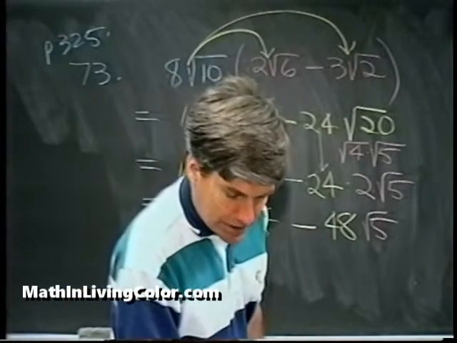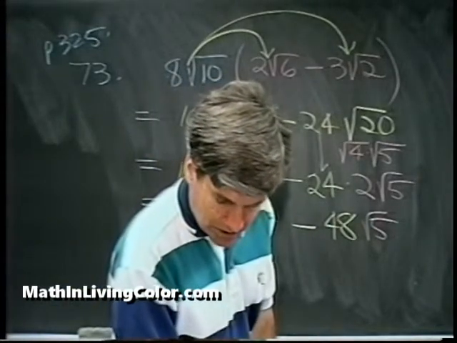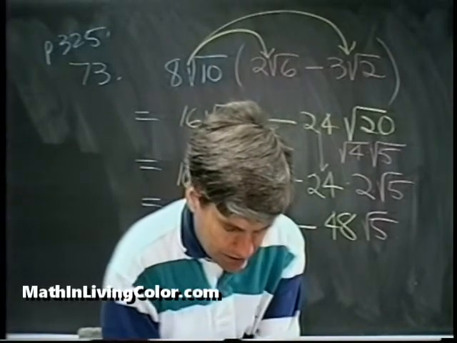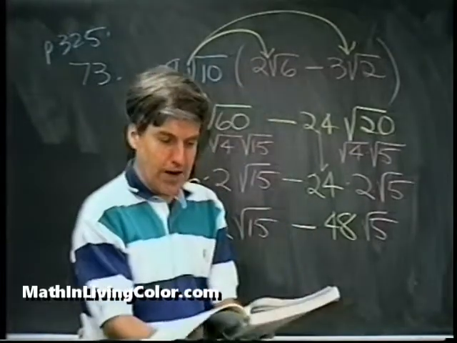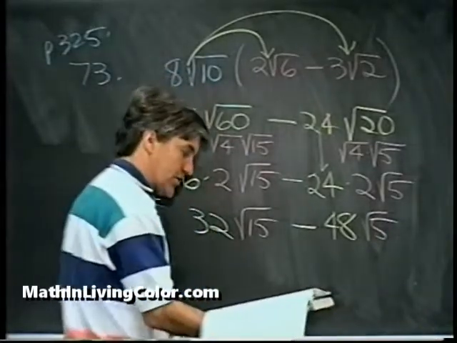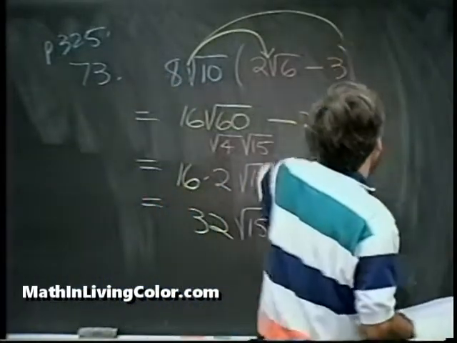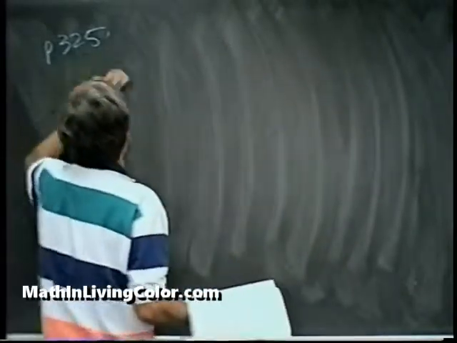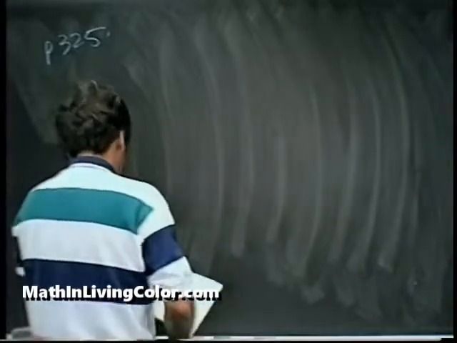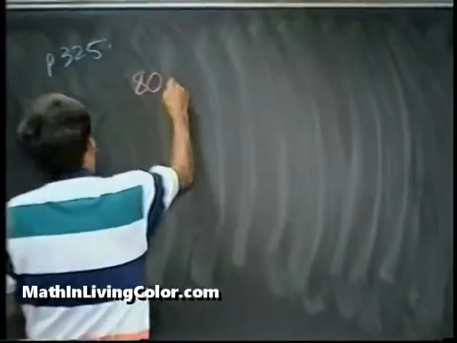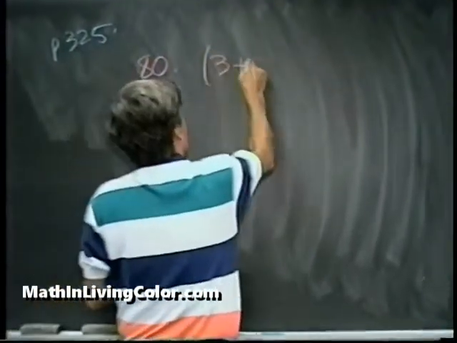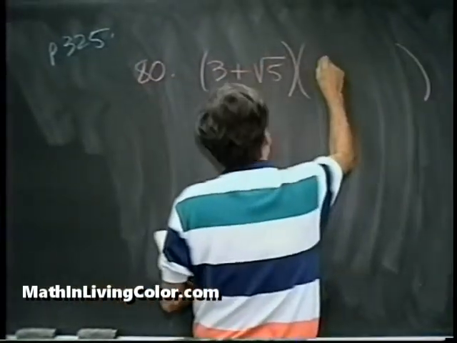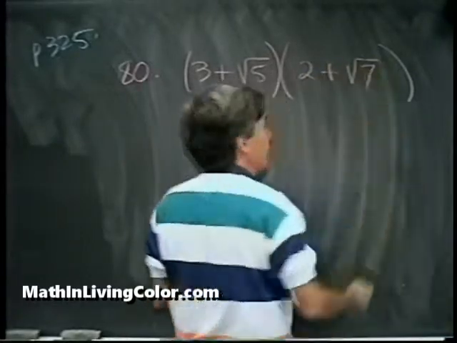All right? Now, I think I'd like to look over to a FOIL problem. The FOIL problems are introduced rather gradually, but I'd like to start you off with number 80 as a nice even number to begin. Still on page 325, number 80. And it says 3 plus the square root of 5 times 2 plus the square root of 7.